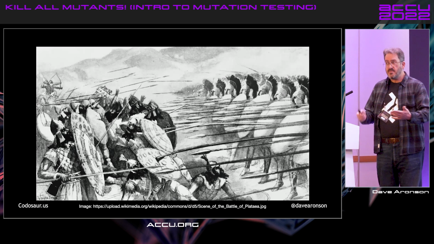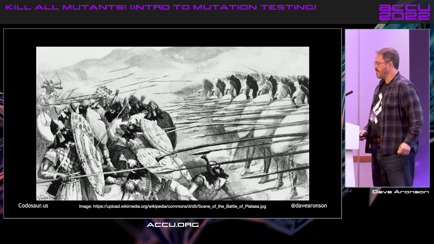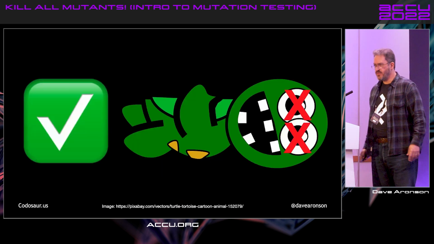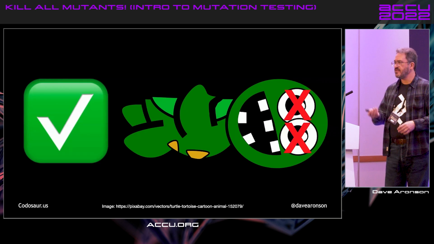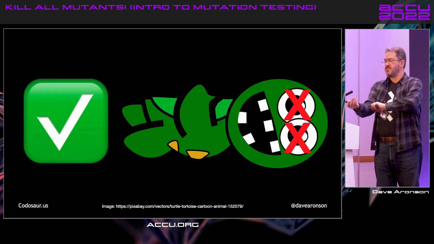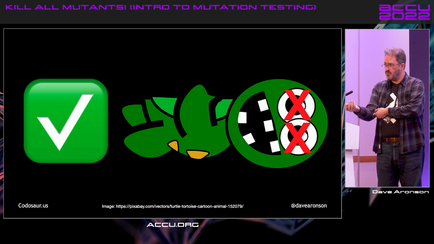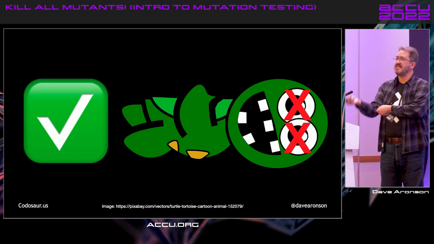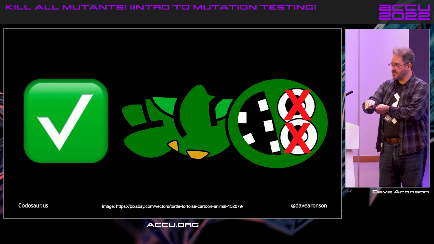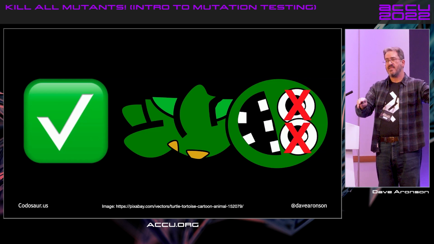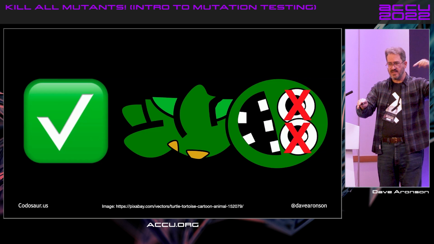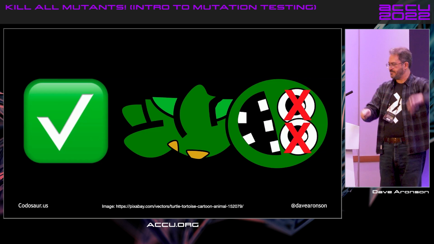Each mutant should make at least one test fail. So when it does, that's a good thing. It means that our code is meaningful enough that the tiny change that the tool made to create the mutant did have a noticeable effect, and that our test suite is strict enough that at least one test noticed that change and failed.